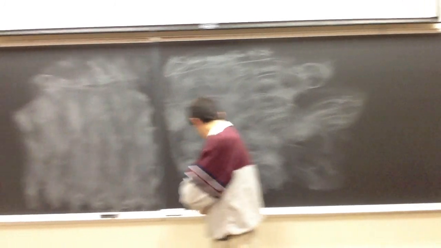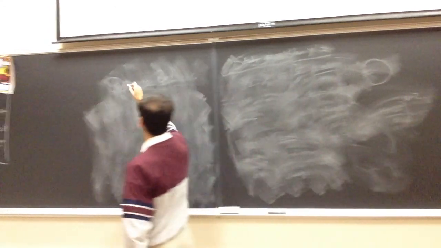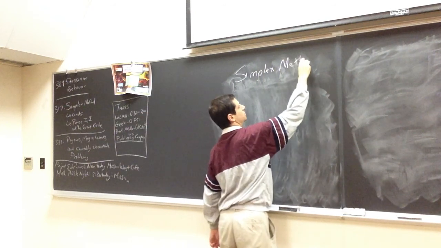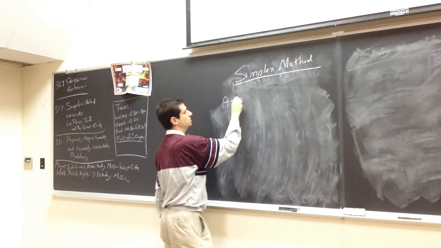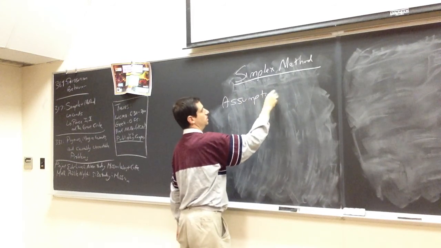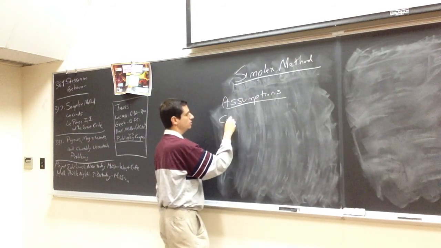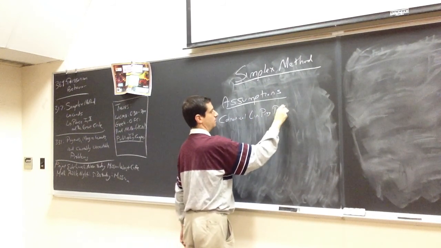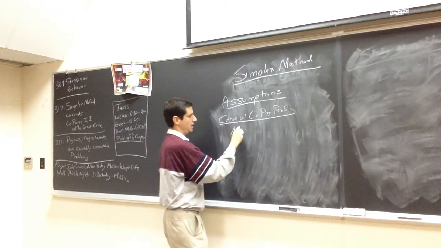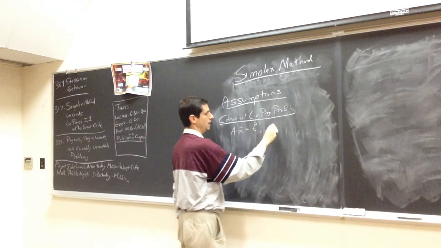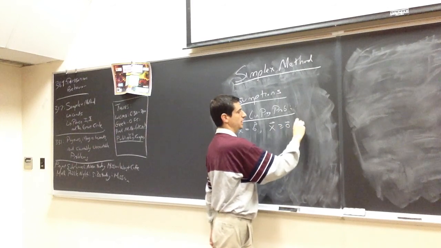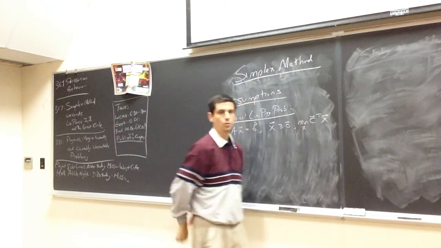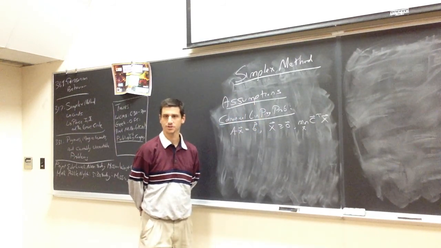Okay, it is time for the simplex method. Before we do the simplex method, we're going to make some assumptions. So we have a canonical linear programming problem. And this has three pieces: Ax equals b, x is greater than or equal to 0, and we want to minimize c transpose x, where x is going to range over all feasible solutions.